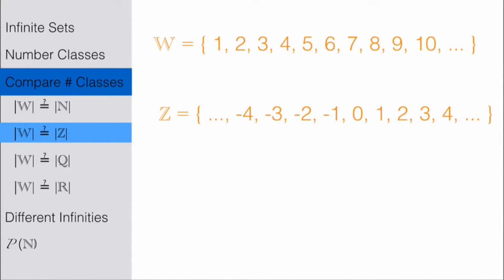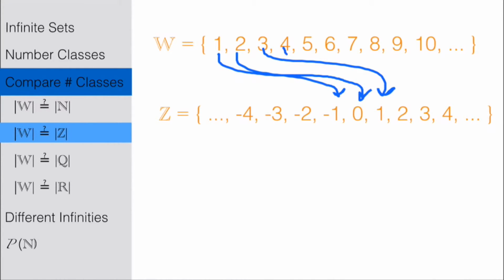This time we're going to have to be a little more creative because with the integers we have two infinities, negative and positive infinity. But we can start off by mapping 1 from the whole numbers to 0 in the integers. And then let's take 2 and map it to negative 1. 3 could map to 1, 4 to negative 2, and 5 to positive 2. And we're starting to see a pattern of how we could map all of the numbers in the whole numbers to the integers. And just like we did for the natural numbers, we can define this as a function.